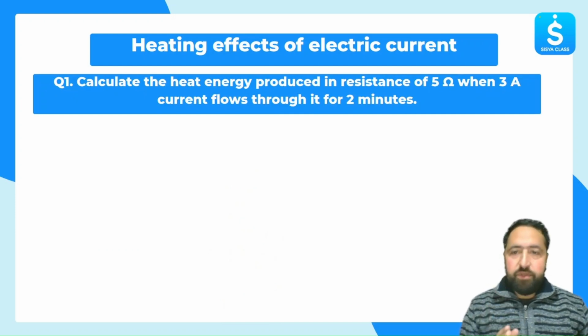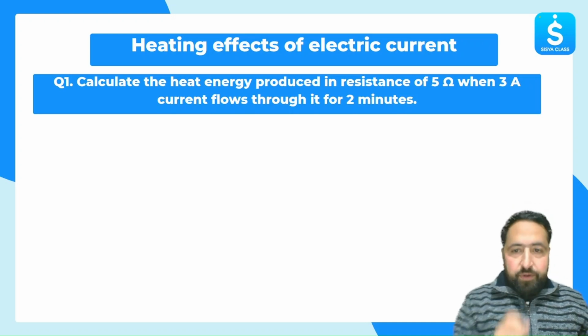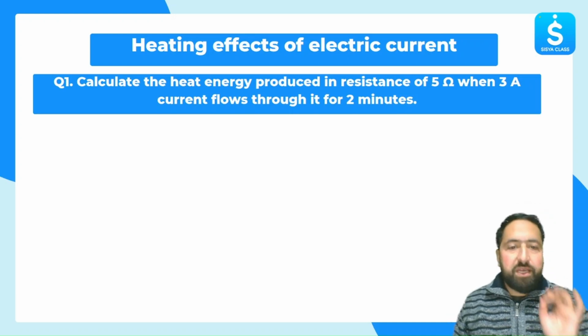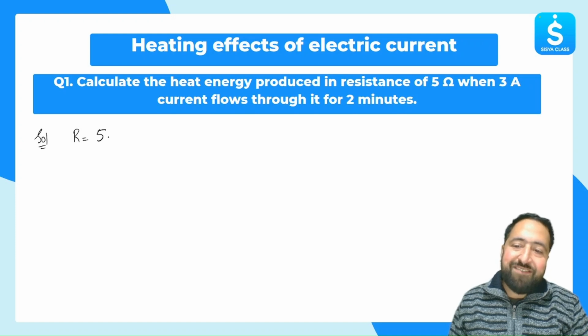So now let us do a question on it. The question is saying: calculate the heat energy produced in a resistance R of 5 ohms. So what is the resistance given? Let us write it first. Resistance is given as 5 ohms.